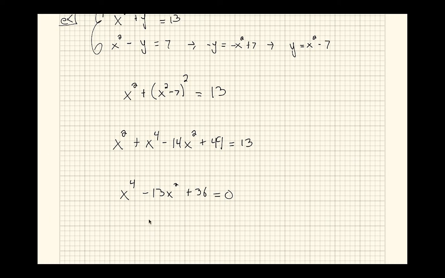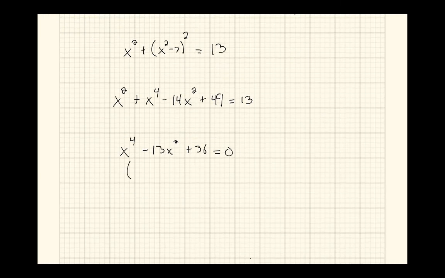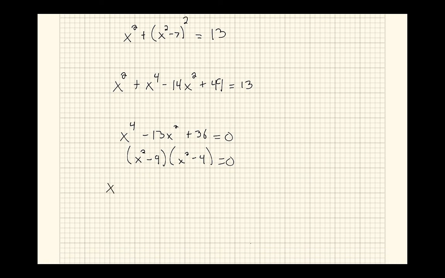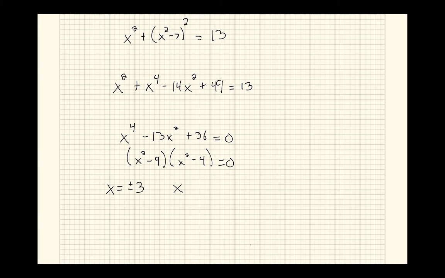So this is technically in quadratic form, right? Something squared minus something plus a constant. So this is x squared squared minus 13x squared plus 36. This is going to factor to x squared minus 9, x squared minus 4 equals 0. So I should get 2 solutions from this factor. I have x equals plus and minus 3. Make sure to square root that because we have a squared here. This other one is x equals plus or minus 2.